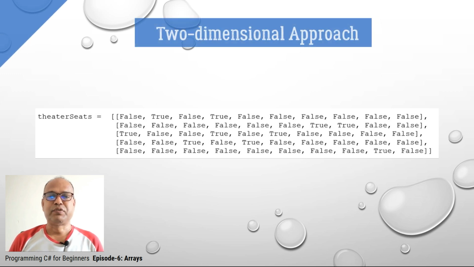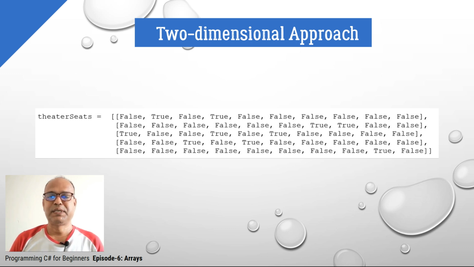Two-dimensional approach. This is where a multi-dimensional array comes in. You can create a 2D array with 5 rows representing rows in the theater and 10 columns representing seats in each row. Each element within this array would be a Boolean value indicating the seat's occupancy. theater_seats = [[false, true, false, ...], ...].